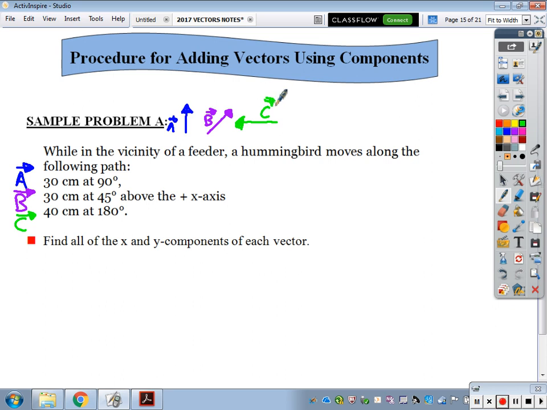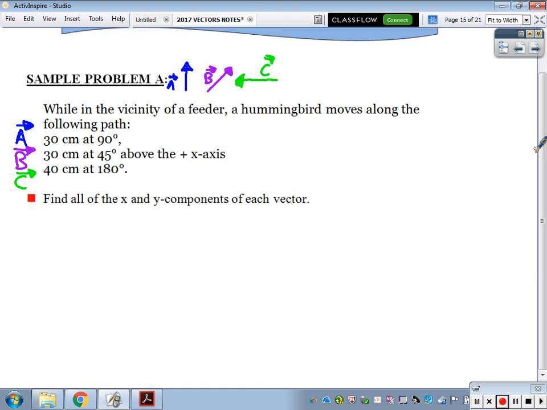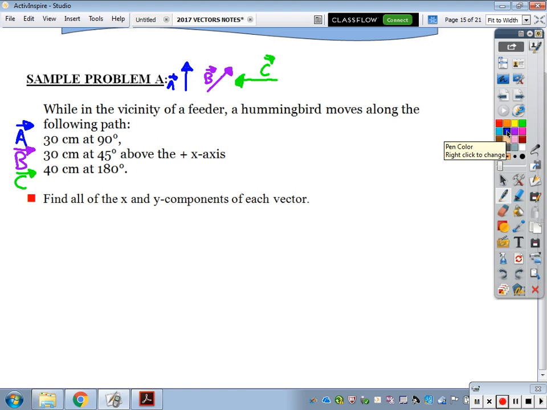Why do I want you to have this rough representation? Because I want you to be able to see what the components should look like when we go to calculate them. Now that's kind of a pre-step, if you will. Step number 1 really is we need to find all of the x and y components for all of these vectors. When we take a look at A, we need to find AX and AY.